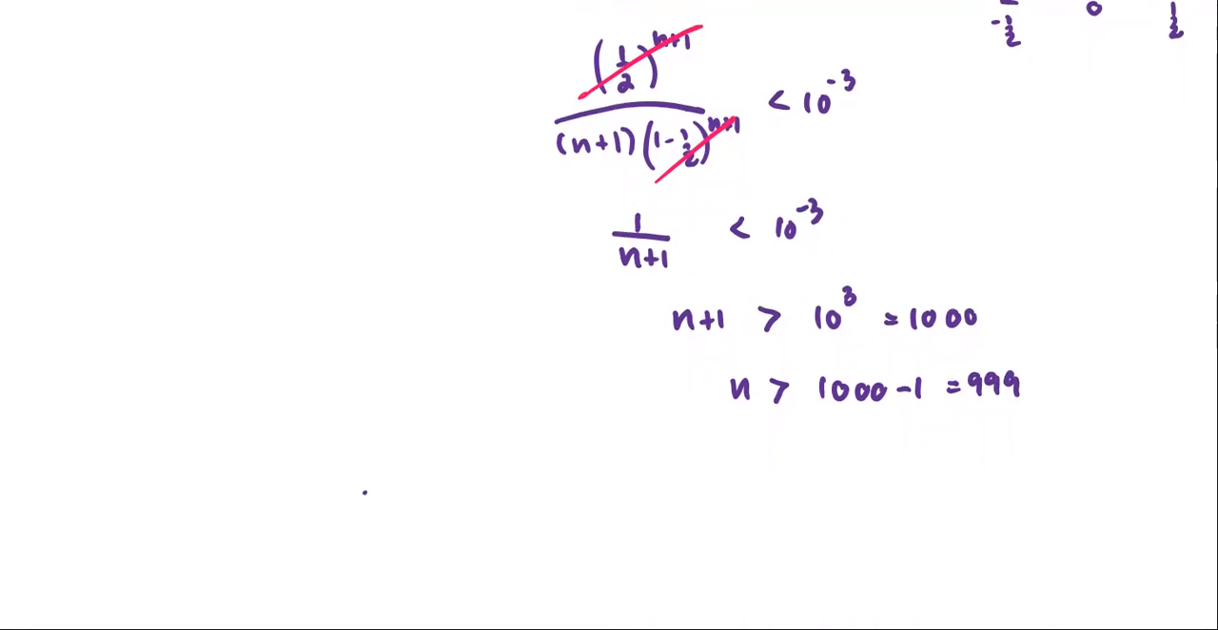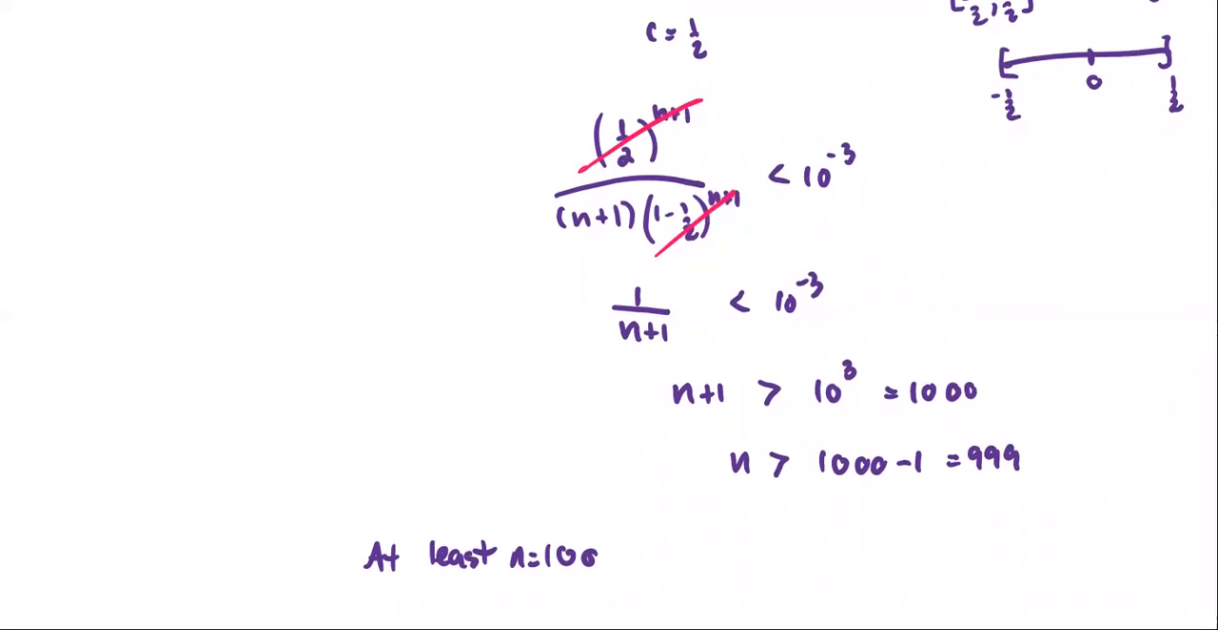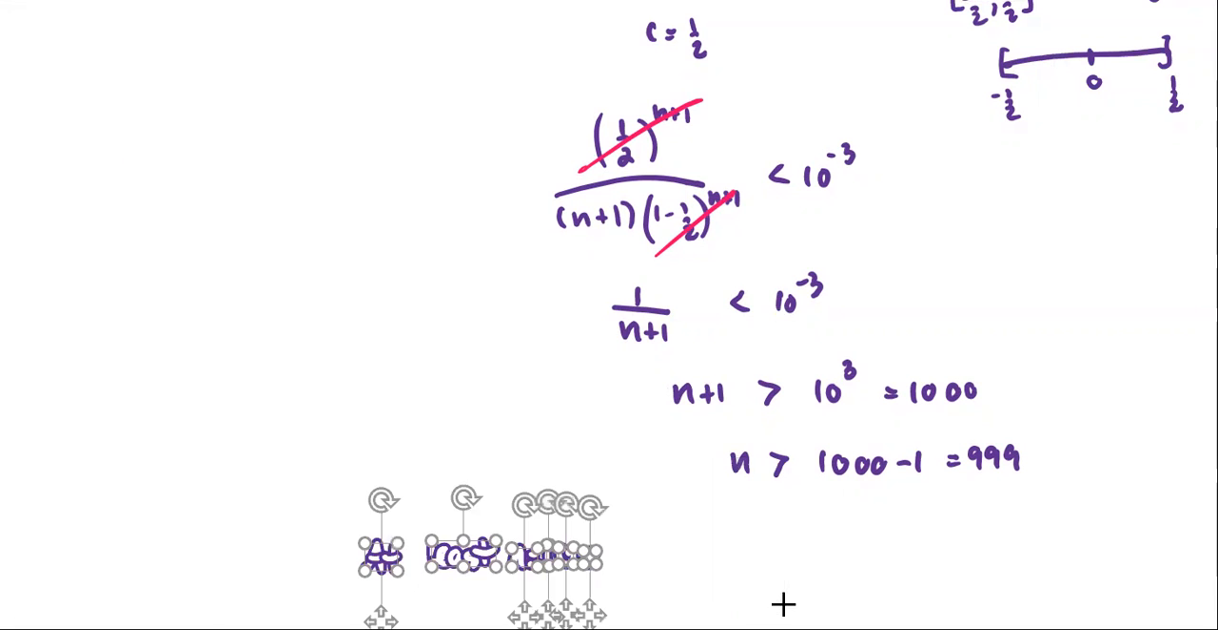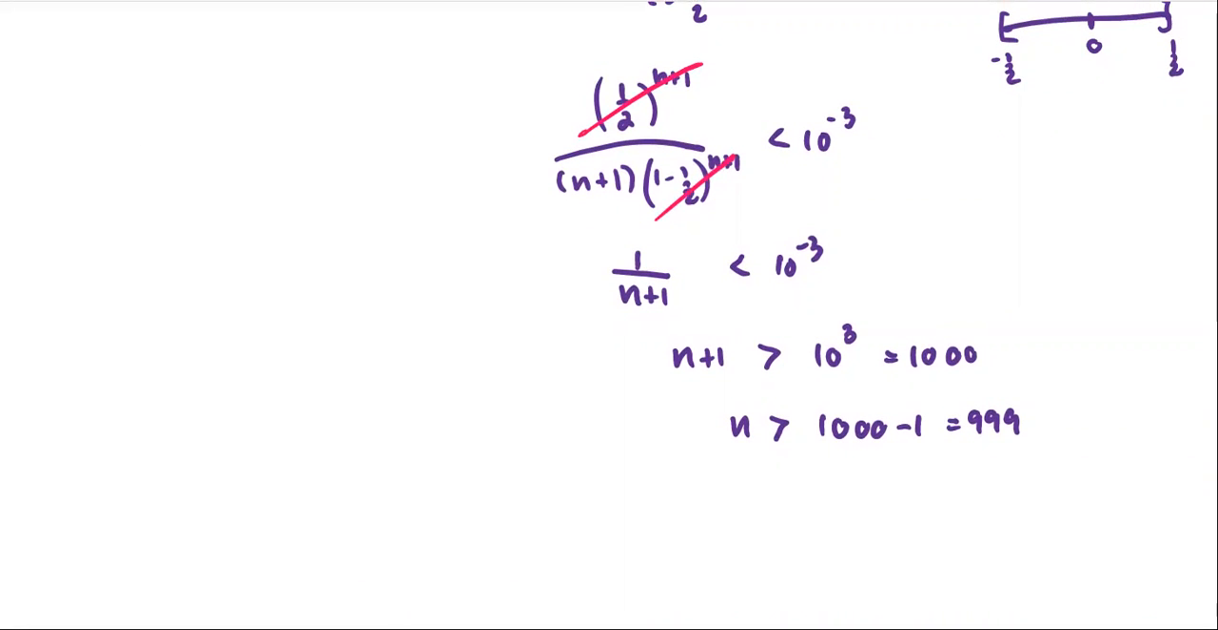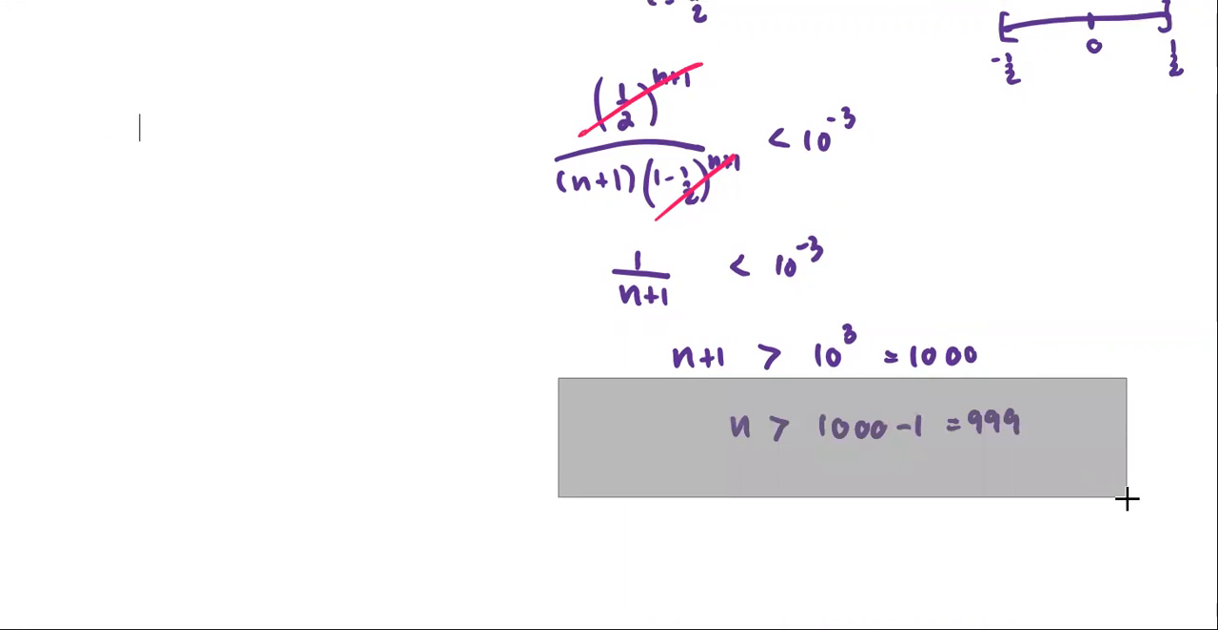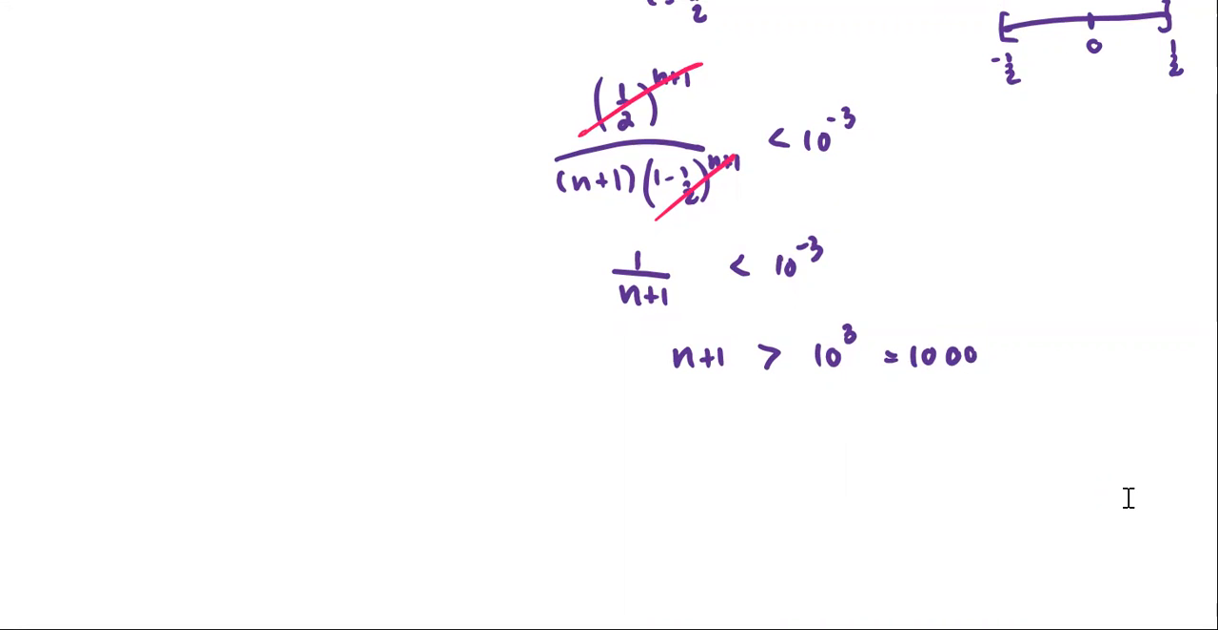So we're going to need at least n equals 1,000, 1,000 minus 1, or 999. That means at least we need n equals 1,000 as the order of the Taylor polynomial approximation to control the error to be less than 10 to the negative third.